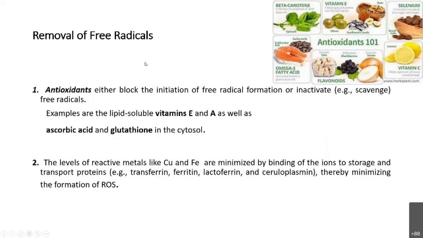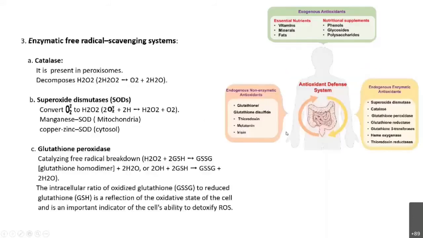Now, the body also knows how to circumvent these free radicals. So, it has antioxidants. Antioxidants will either block the initiation of free radicals or inactivate them. That is, they will scavenge the free radicals. What are the normal antioxidants present? Like vitamin A, vitamin E, ascorbic acid, and glutathione in the cytosol. And the levels of reactive metals like copper and iron can also be minimized with the help of transport proteins. Iron is carried by transferrin so that it is not free in circulation. Copper is carried by ceruloplasmin.